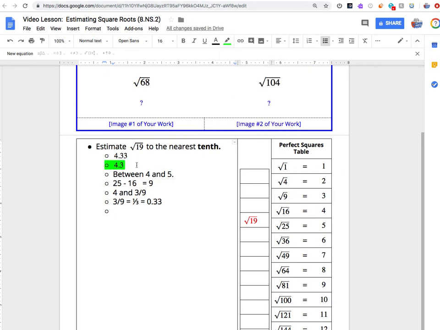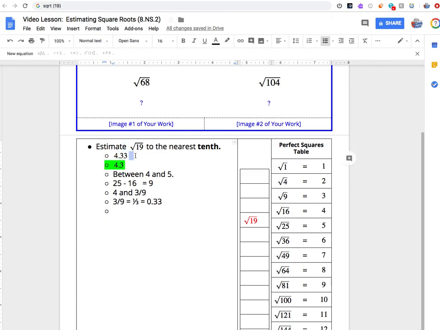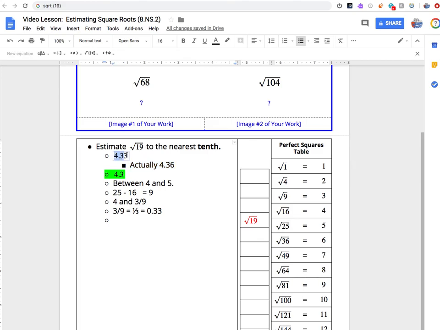For reasons you'll learn in high school, this is not a perfect way to estimate. If I actually do out the square root of 19, my answer is 4.358, or it would end up being 4.36 to the nearest hundredth of a unit. So when you get to high school, you'll figure out how to even get further than the nearest tenth and how to start getting an estimate closest to the nearest hundredth or the nearest thousandth.